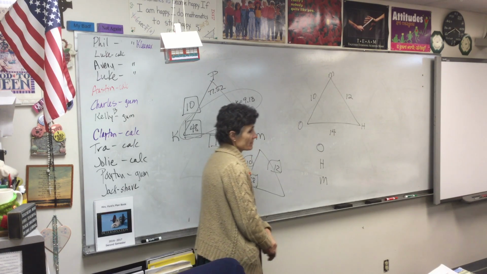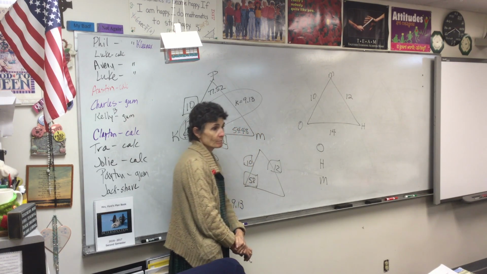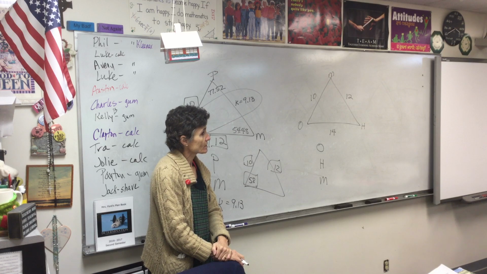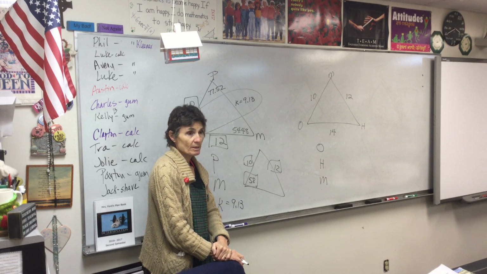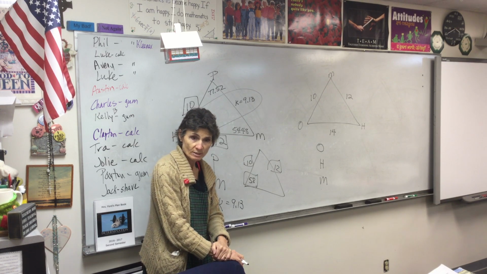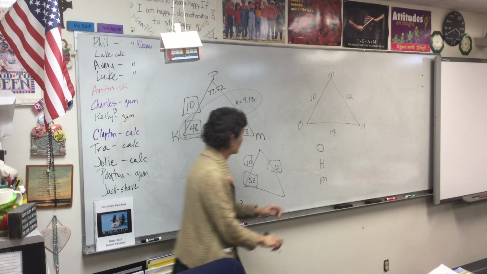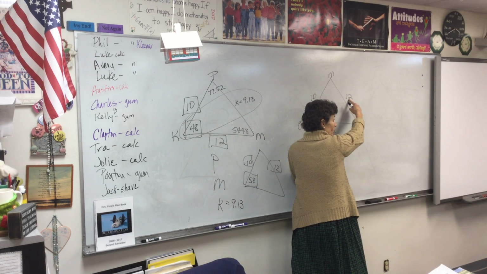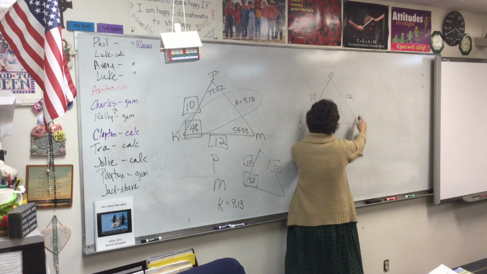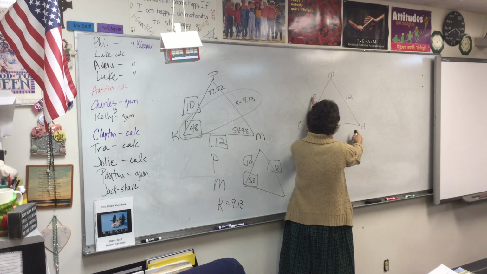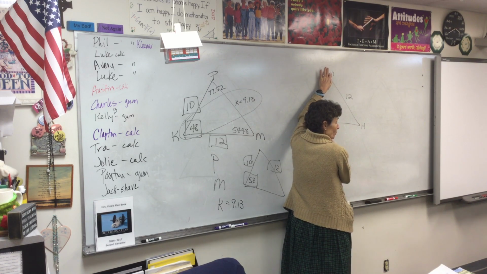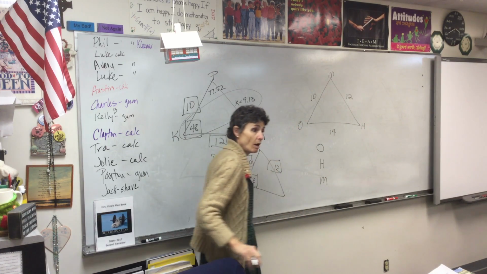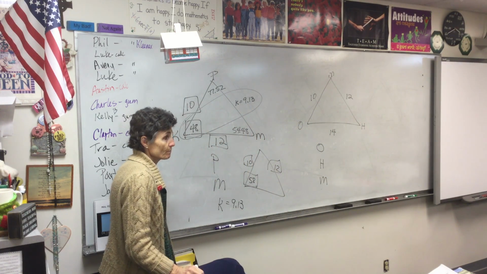So which one is going to be used in this problem? Sines or cosines? It's got to be cosines, because in order to use the sine law, what do we have to have? Angle O and side O. We don't have it. Angle H and side H. We don't have it. Angle M and side M. We don't have it. So this is going to be a law of cosines problem.